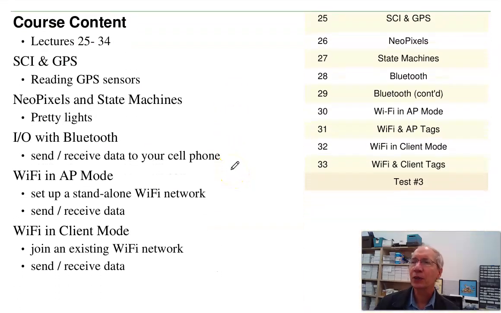At the end of the semester, we'll then look at SCI GPS sensors, neopixels, bright colorful LEDs controlled through Python. We'll then look at how to send and receive data to your cell phone. I can do that using Bluetooth. I can do that using Wi-Fi. Then we have the third test. So that's kind of the course in a nutshell. A really powerful microcontroller. These are the features we're looking at. It can do more, but we kind of run out of time in the course.